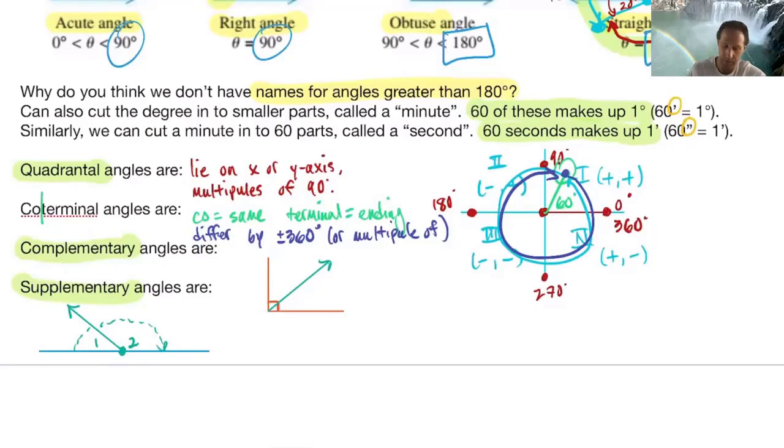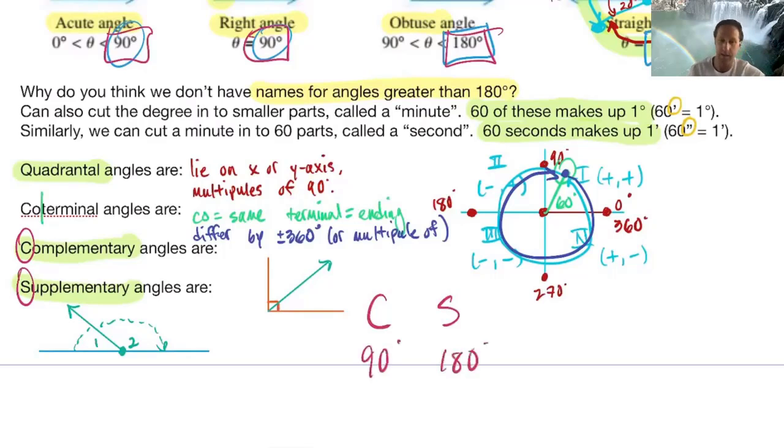So the way that I often help my students memorize this is I simply use the first 2 letters and the fact that we're dealing with both 90 and 180 degree angles. So I know that C comes before S in the alphabet for my complementary and supplementary, and I know that 90 comes before 180. So the complementary is when the 2 angles add up to 90 degrees, and supplementary is when the 2 angles add up to 180 degrees.